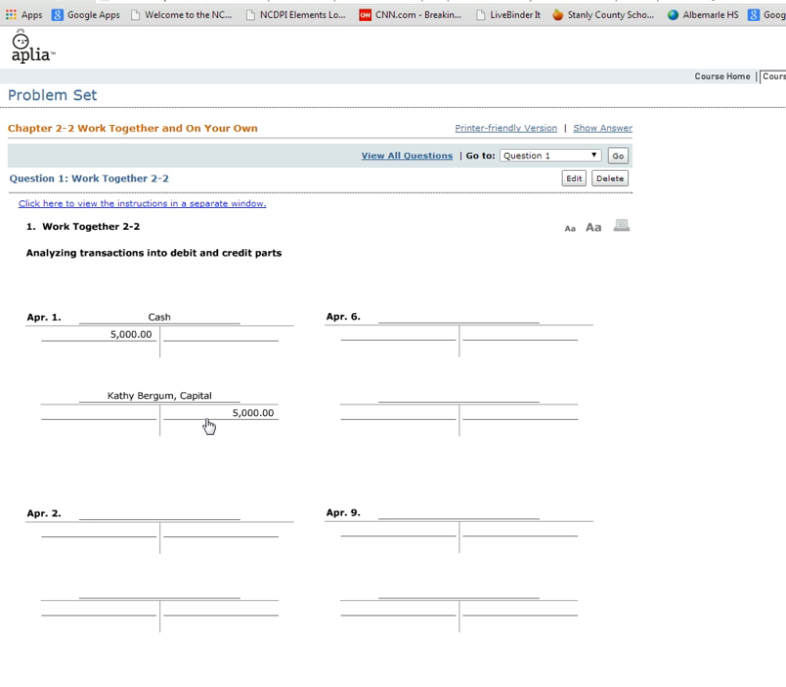Paid cash for supplies. What 2 accounts are affected? Cash and supplies. How are the accounts classified? Both of those are assets. How do the transactions affect the accounts? Cash decreases and supplies increase. The debit goes first, so you're going to have supplies and you're going to have cash. Supplies increased by $50, cash decreased by $50. Okay, show it as a debit, as a credit.